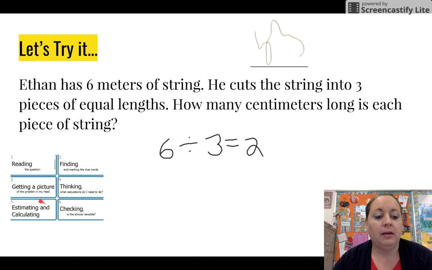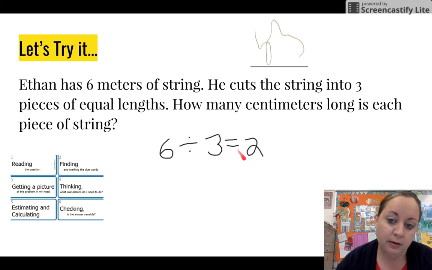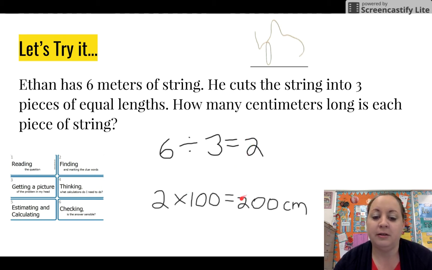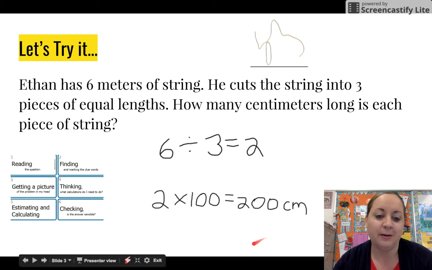And then I'm calculating still, and I'm estimating, well, this is how many meters long each separate piece of string is, but I need to know how many centimeters long. And so I'm calculating in my mind that there's 100 centimeters inside of 1 meter. So if this is 2 meters and each one is worth 100 centimeters, then I need to multiply 2 times 100 to get the length of each piece of string in centimeters. So they're each 200 centimeters long.